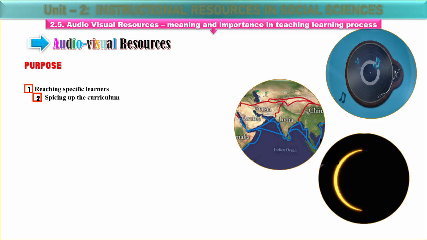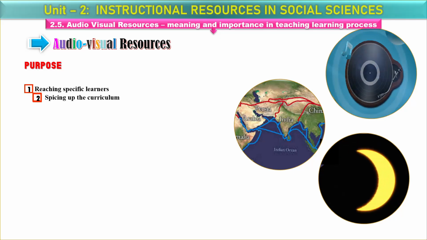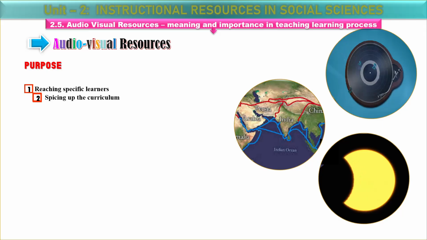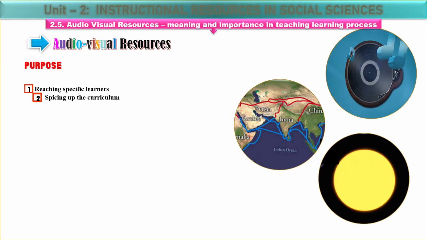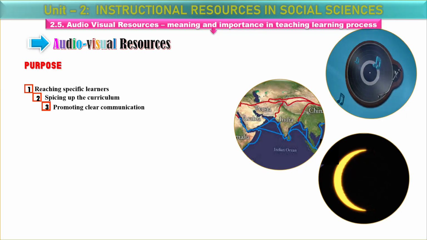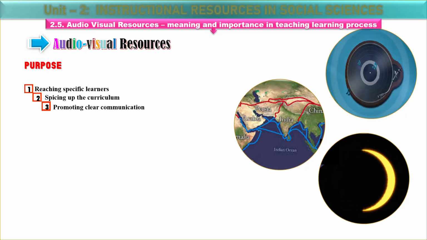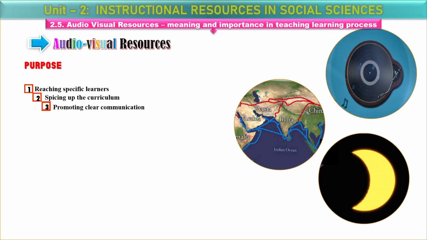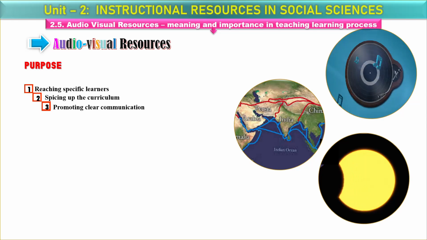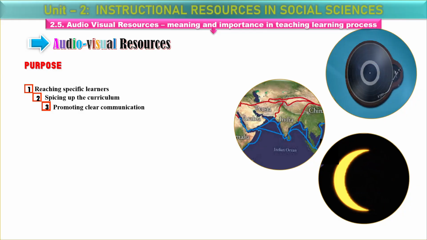On the contrary, too much of one type of teaching method also makes lessons boring. So we have to diversify our resources. It shouldn't be of one type of resources. Then third one is promoting clear communication. By using audiovisual tools in the classroom, teachers show students how to communicate through various media. Students are introduced to the concept of conveying information creatively, where they interact with our materials.